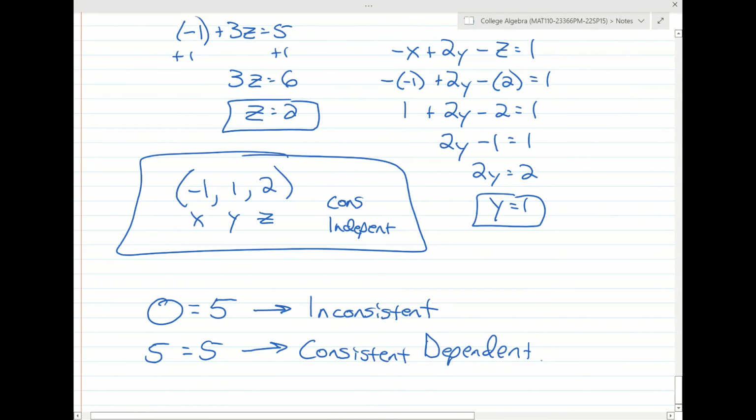I don't think we need to go over additional examples of those. If you're doing practice and you wind up with something a little weird, just know it's one of those two scenarios. All right.